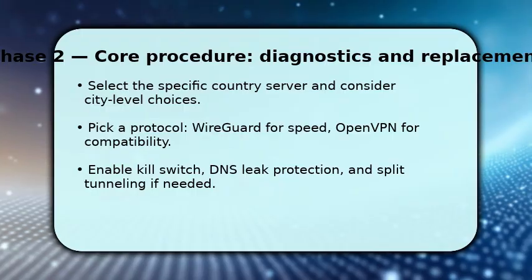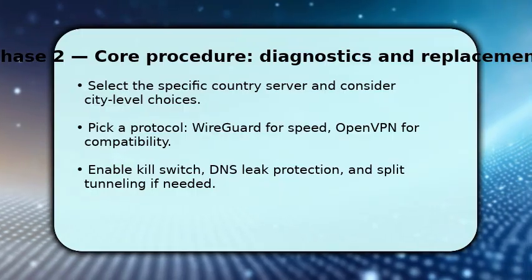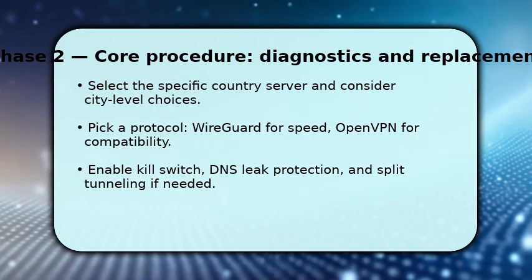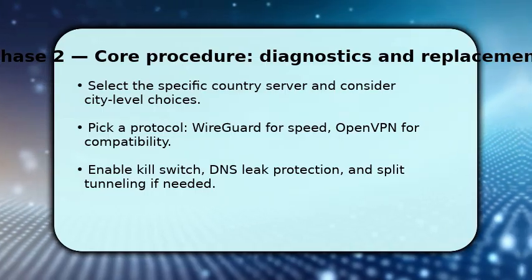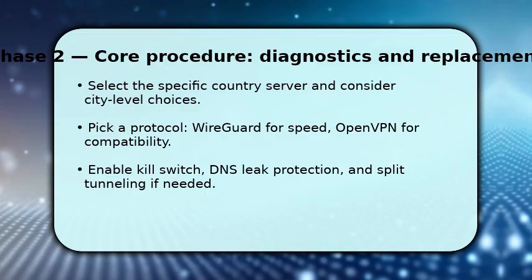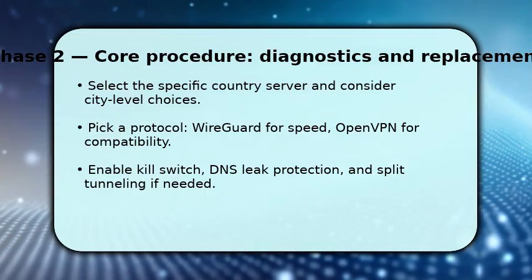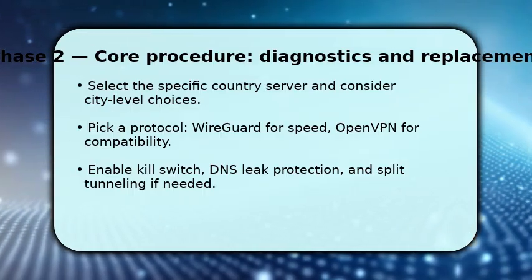You now configure the app, choose the exact country, and if available, a city-level server to optimize speed. Select a protocol. WireGuard gives faster throughput, while OpenVPN improves compatibility on older networks.